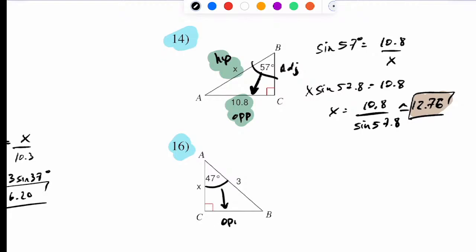So opposite, adjacent, hypotenuse. Okay, are you getting these? Then I can move on. This will be cos of 47 is adjacent over hypotenuse. So this time, what I want is in the top, so I multiply across by 3.